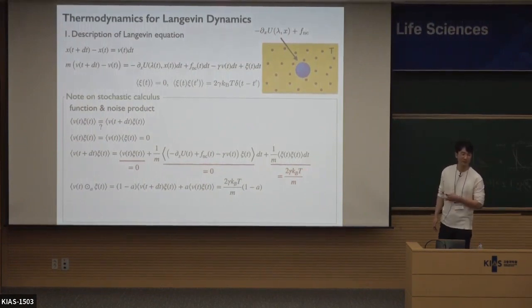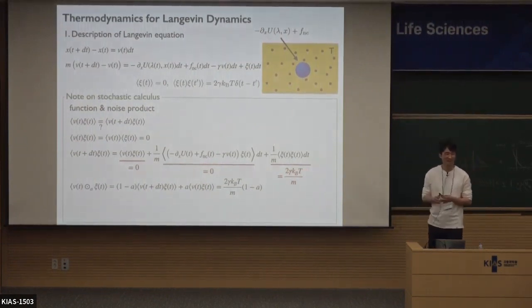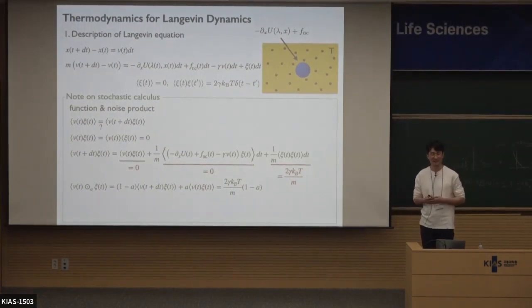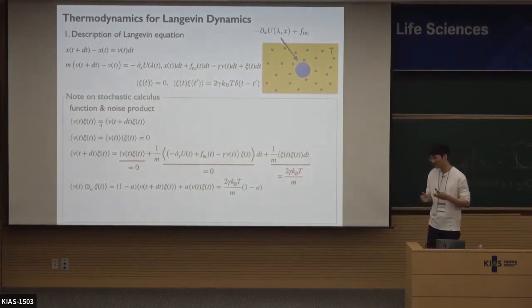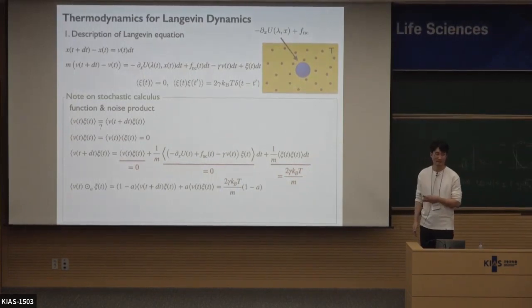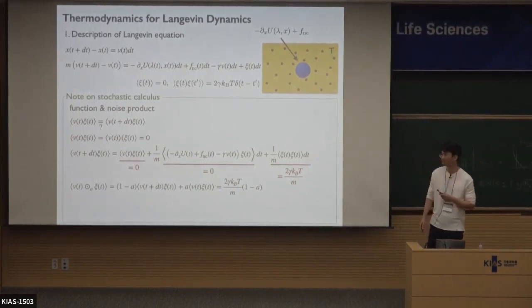Okay, so this is all you have to remember in this lecture. When non-analytic Gaussian noise, white Gaussian noise, is involved, then we have to be careful when we make a product and average.